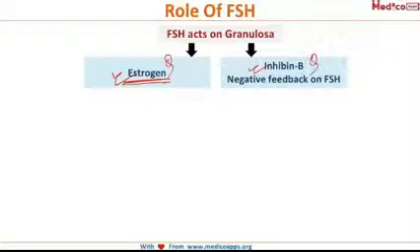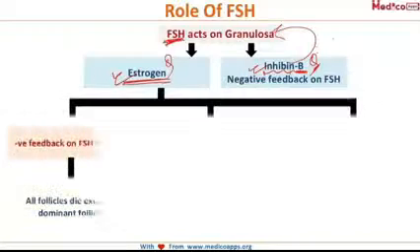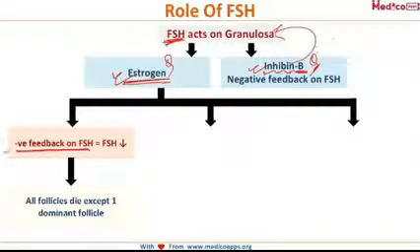And this inhibin B has a negative feedback action on the FSH. Now this is again an important question. If you are asked what inhibits FSH, in the options you will find inhibin B. Now this estrogen has multiple functions. Let us see the functions of estrogen. It has a negative feedback on FSH, thereby decreasing the FSH levels.